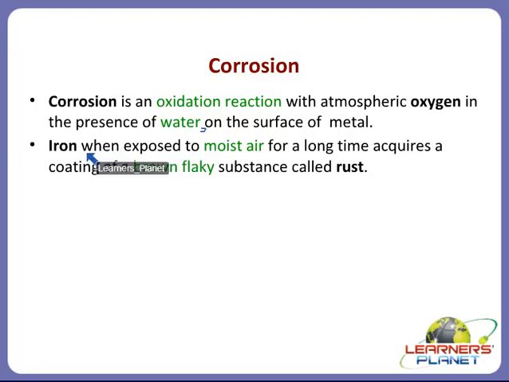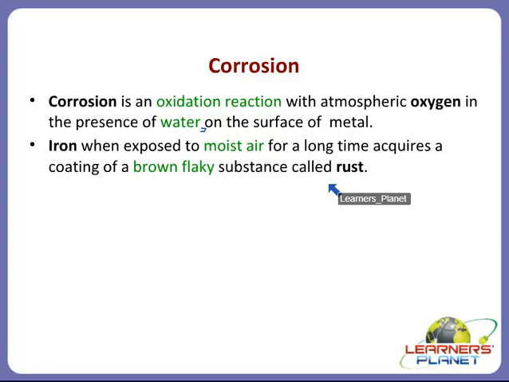So iron is the metal which corrodes very fast, whose corrosion rate is very fast. Iron, when exposed to moist air for a long time, acquires a coating of a brown flaky substance. Now that brown flaky substance is called rust. Right? You must have seen iron objects which are left for a long time exposed to moisture or air, that brown dust-like particles are formed there.